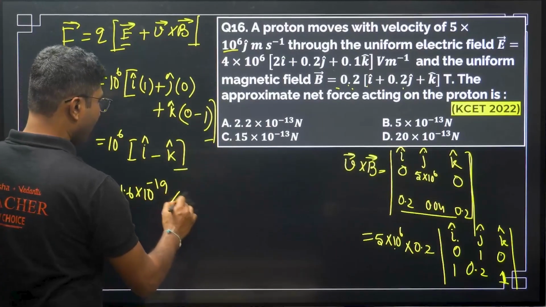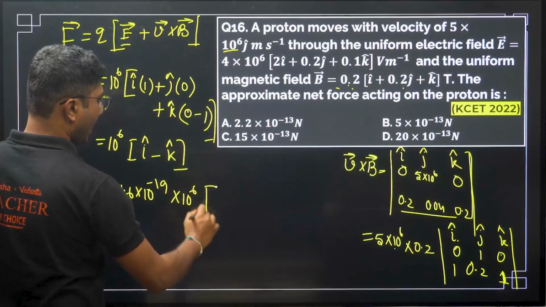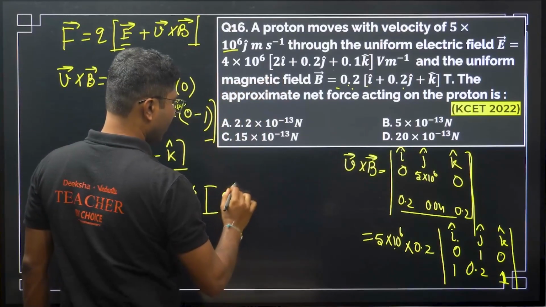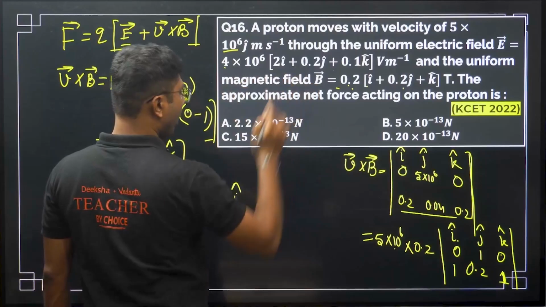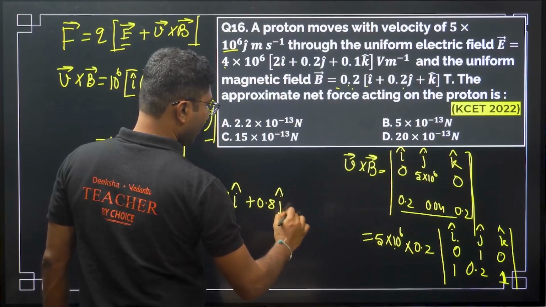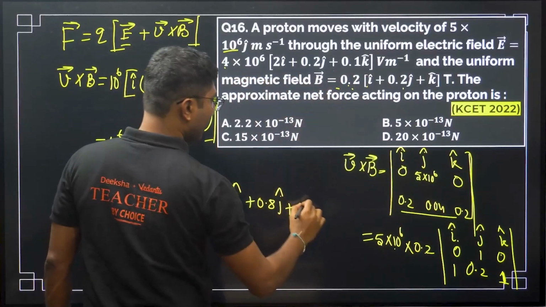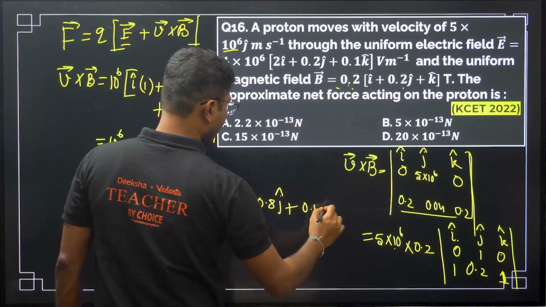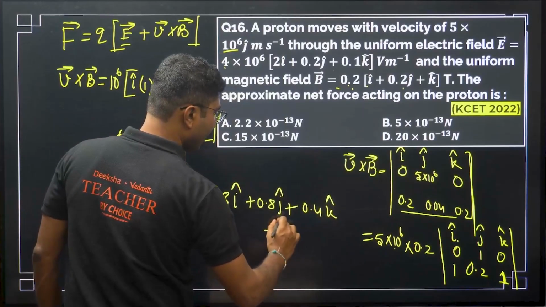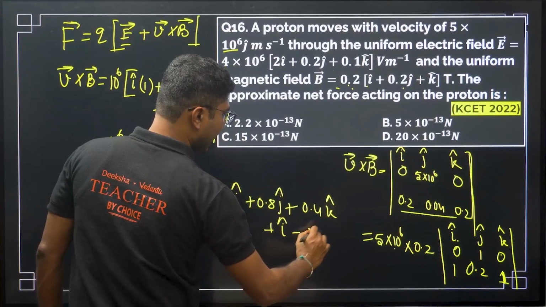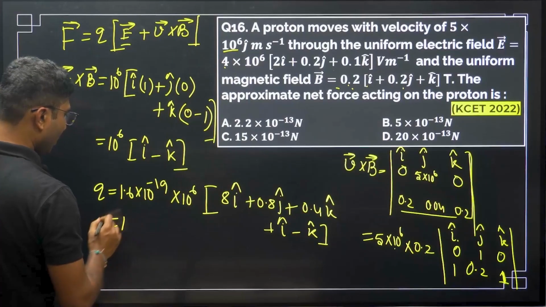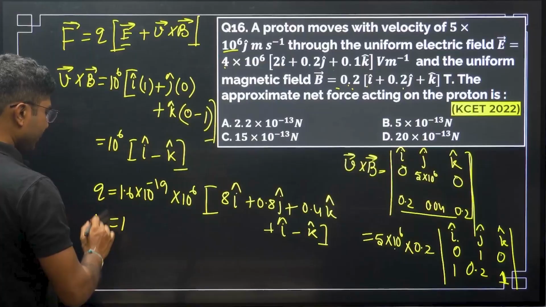Okay, so 10 to the power of 6 will be common, and you get 4 into 2, 8 I cap. Okay, 4 into 0.2, 0.8 J cap, plus 4 into 0.1, 0.4 K cap. Now here we have plus I cap minus K cap. Okay, so just simplify it. Okay, so this is the force.